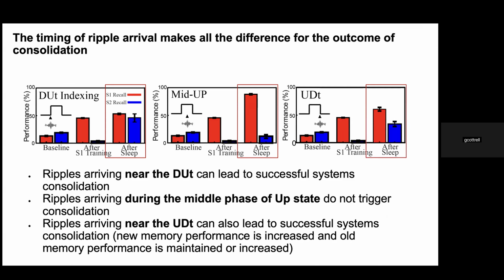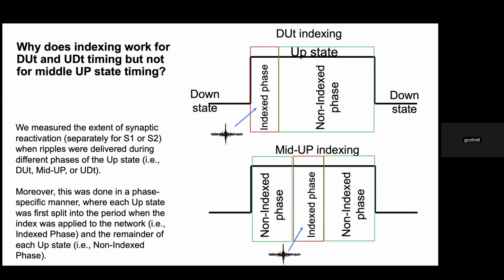And now if we do indexing at the end, at the up to down transition, we again get a result somewhat similar to the first case. So we still have a gain in the old memory and we train to some degree the new one, just much less than in down to up indexing. Okay, so what happens?